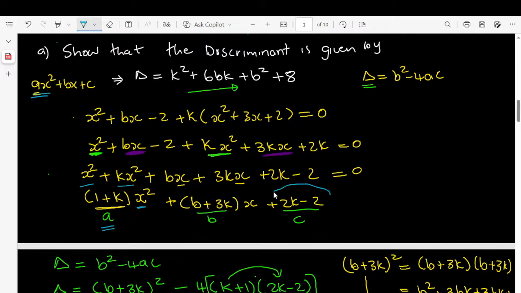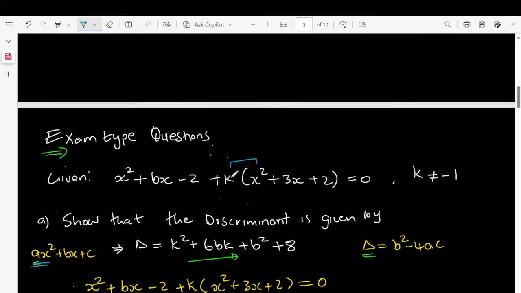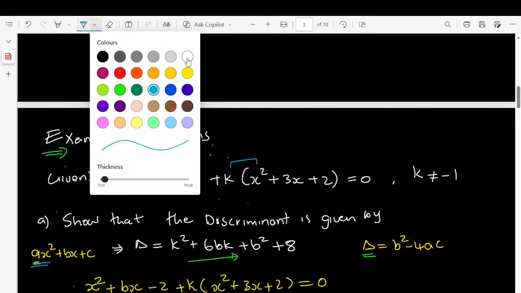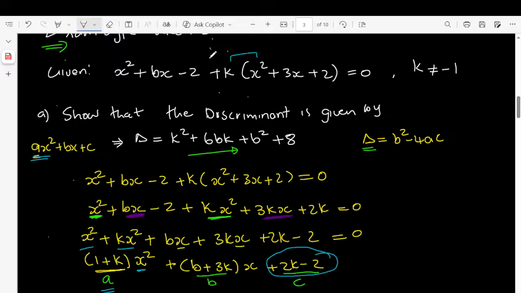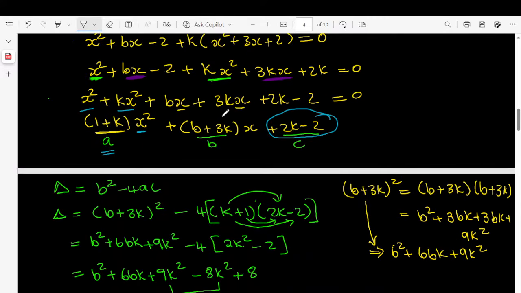And everything that doesn't have x will be the constant value. I hope this makes sense. Now let's work on the second question. For the first question, they wanted us to show that the discriminant is given by that, and we've managed to do the proof. Let's move to the second question.